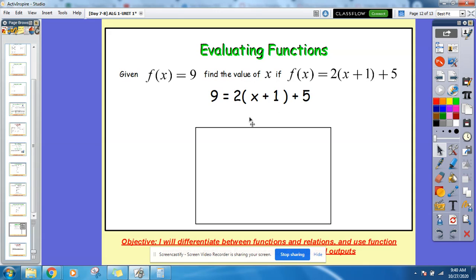Now we can go on to solve, but what I like to do first is distribute to get rid of those parentheses. So I'm going to multiply this 2 out to everything inside the parentheses. And you end up with something like 2x plus 2 plus 5, right? Because you bring down the 5 and it's all equal to 9.